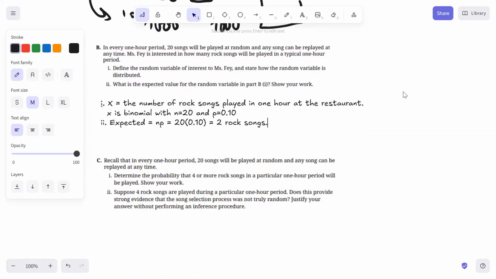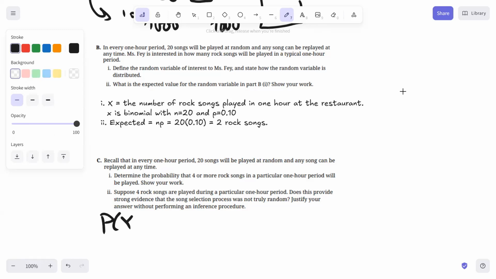Moving on to part C, recall that in every 1 hour period, 20 songs will be played at random, and any song can be replayed at any time. Part 1, determine the probability that 4 or more rock songs in a particular 1 hour period will be played. Show your work. So we would write the probability that X is greater than or equal to 4.